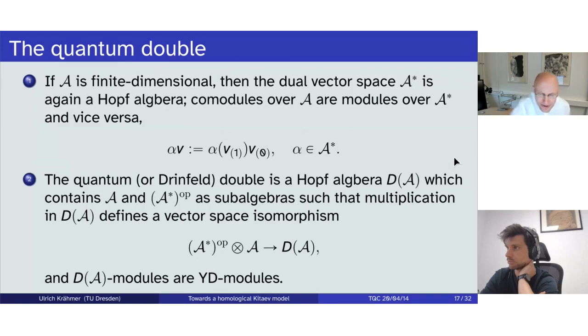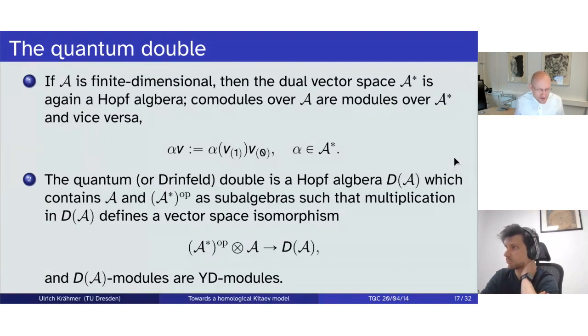Okay, now last but not least, when the Hopf algebra is finite dimensional, there is what's called the Drinfeld double, or the quantum double, of the Hopf algebra. So this is a bigger Hopf algebra. It contains a copy of A as a subalgebra, and it contains a copy of A star as well. First one should say, if the Hopf algebra is finite dimensional, then the dual space A star also becomes a Hopf algebra. And a comodule over the original Hopf algebra is the same as a module over A star, and vice versa, where left becomes right and right becomes left.